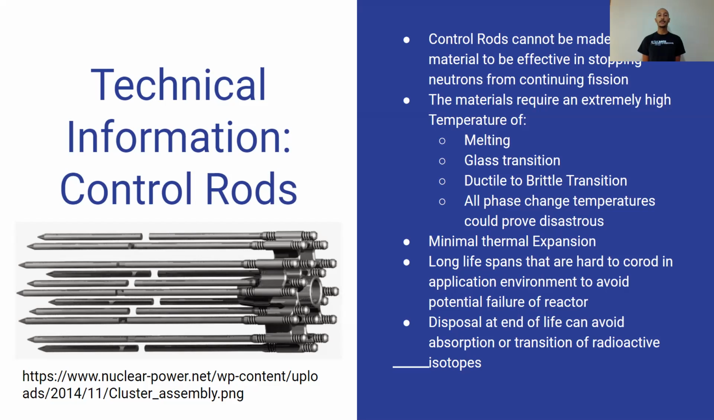We also want to make sure that these rods are not going to have any mechanical or corrosive failures during their lifetime, because again, that would be incredibly bad for both the environment and the people around them. We also want to make sure that these control rods are, most importantly, constructed of materials that are capable of stopping the neutrons from continuing the fission process.